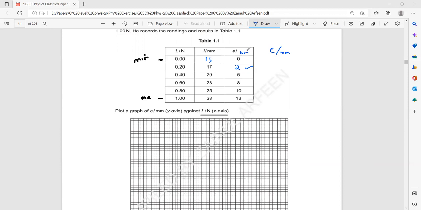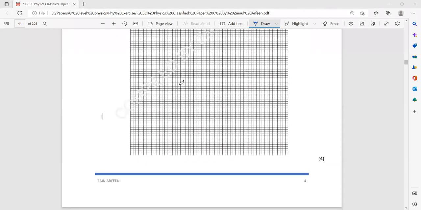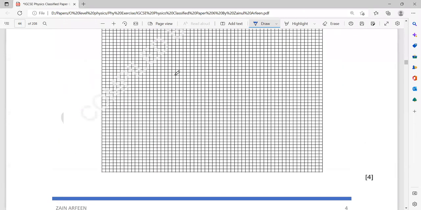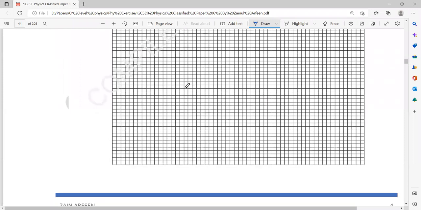And load is on the x-axis. Can it be 0.05? The smallest value, 0.05? Yeah, it can be. I will select a scale here. So the minimum value is 0 and the maximum is 1.